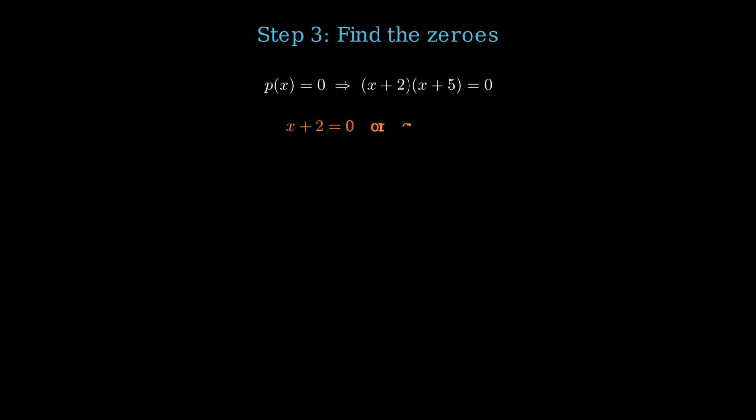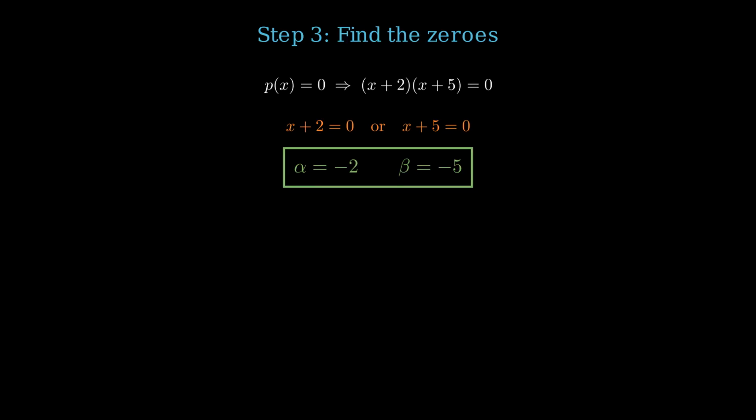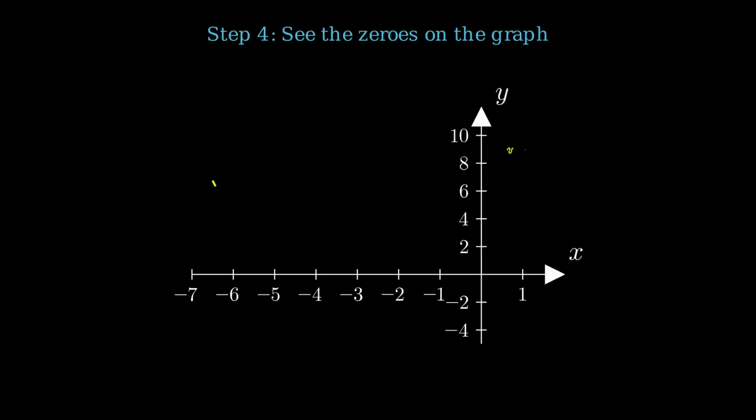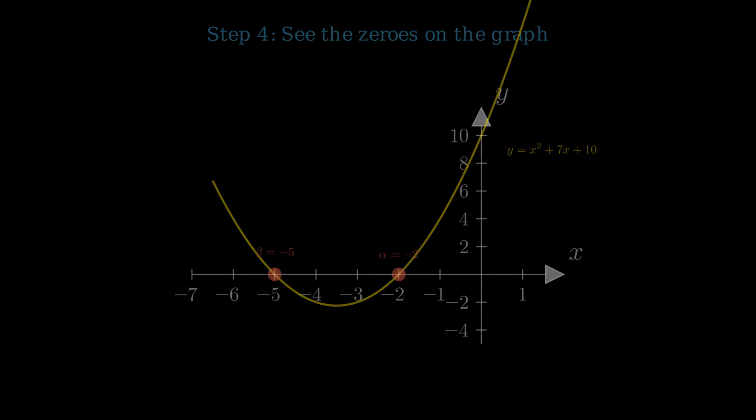Step 3. Find the zeros. Setting p of x equal to 0 gives x plus 2 times x plus 5 equals 0. So either x plus 2 equals 0, giving alpha equals negative 2, or x plus 5 equals 0, giving beta equals negative 5. Step 4. See the zeros on the graph. The parabola of y equals x squared plus 7x plus 10 opens upward and crosses the x-axis at exactly the 2 points x equals negative 2 and x equals negative 5, confirming our zeros.